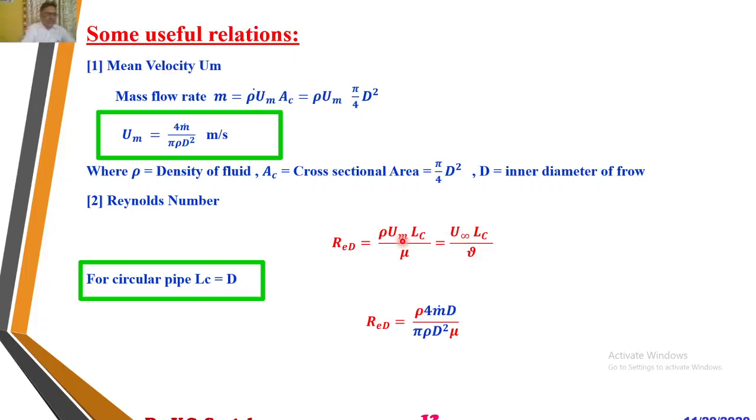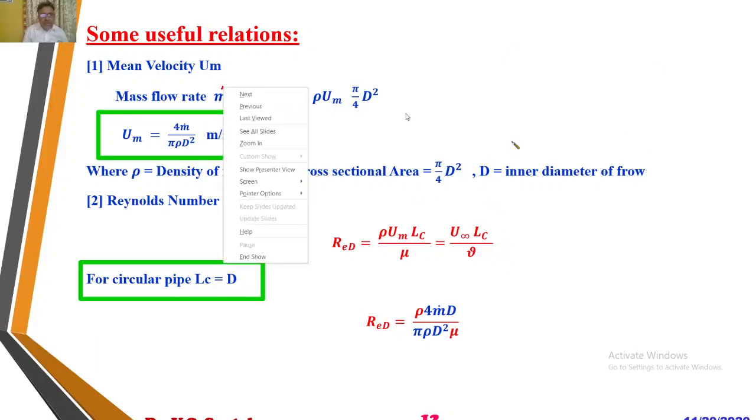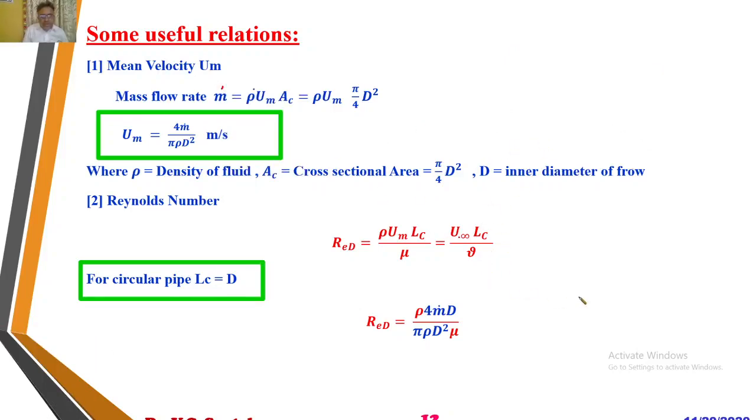Let me correct some notations, otherwise you will get confused. This will be m dot and this will be um. Please do not get confused.